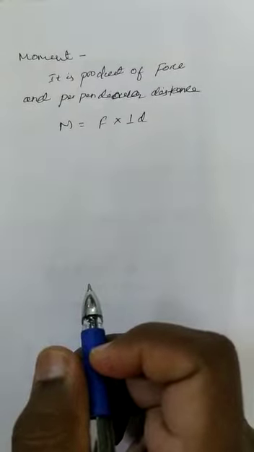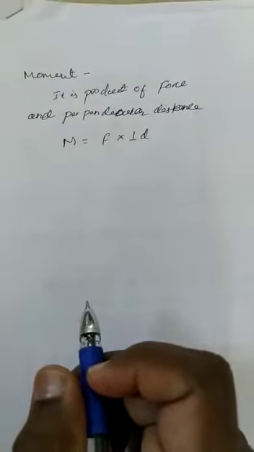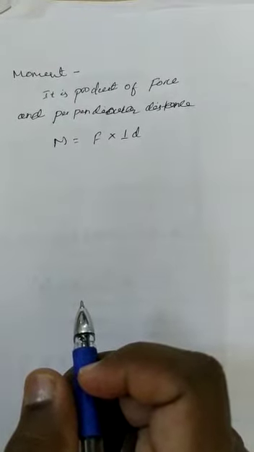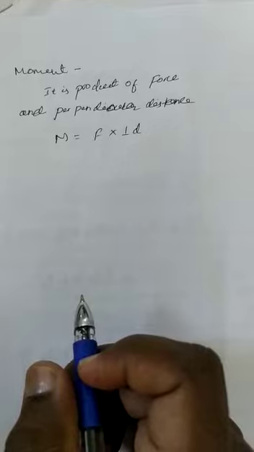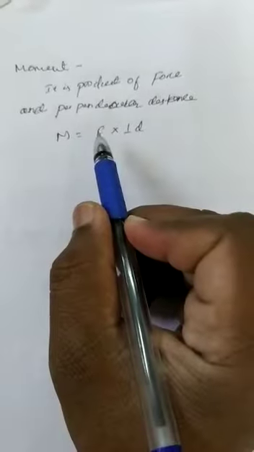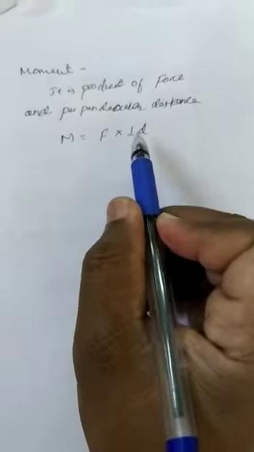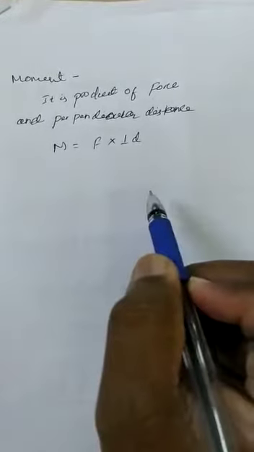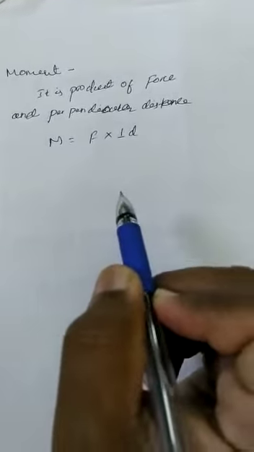Students, now you understand this moment. How do we define this moment? A moment is the product of a force and its perpendicular distance. Look here, you can see the moment is force into perpendicular distance. Either you keep the force perpendicular to the distance, or the distance perpendicular to the force. Either you can do any one.